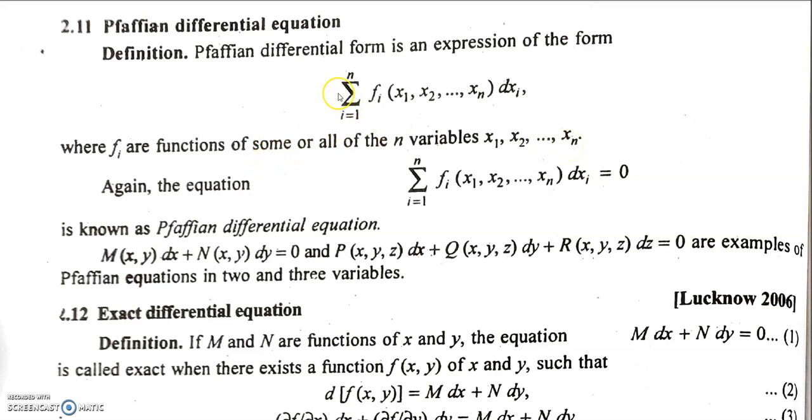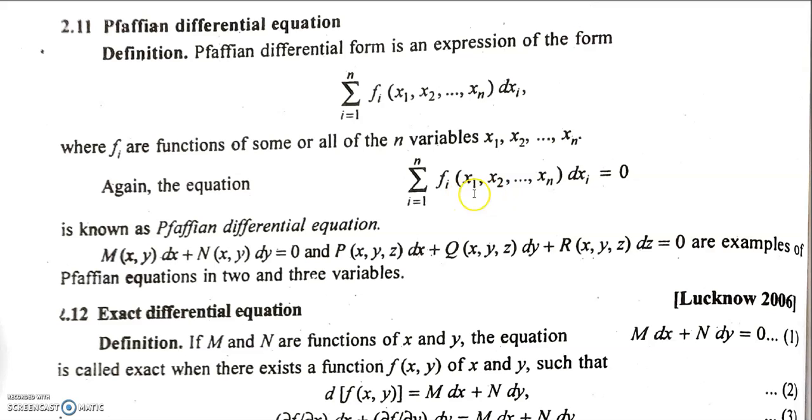This is called Pfaffian differential form, and the equation means it should be equal to 0. This equation is called Pfaffian differential equation. Now this is for the more general case of n variables. Now let us do it for two variables first. That means f_1(x_1, x_2) d x_1 plus f_2(x_1, x_2) d x_2.